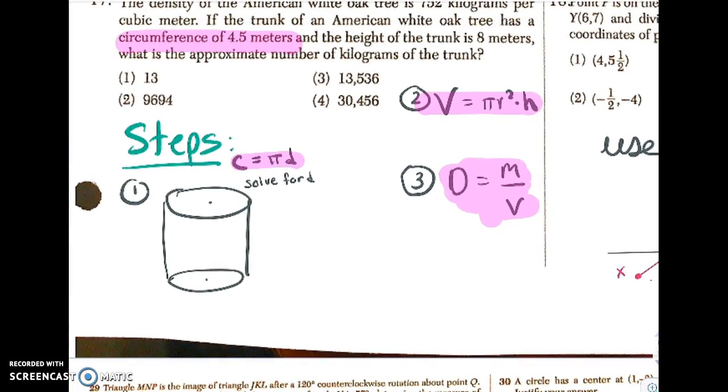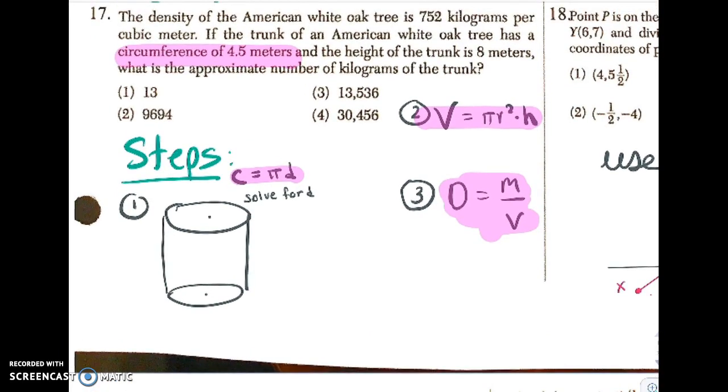So the first step is find the diameter. It tells us that the circumference is 4.5 meters. So 4.5 equals pi d. How do you solve for diameter? Divide both sides by pi. So 4.5 divided by pi is about 1.43 for a diameter. But we really want the radius.